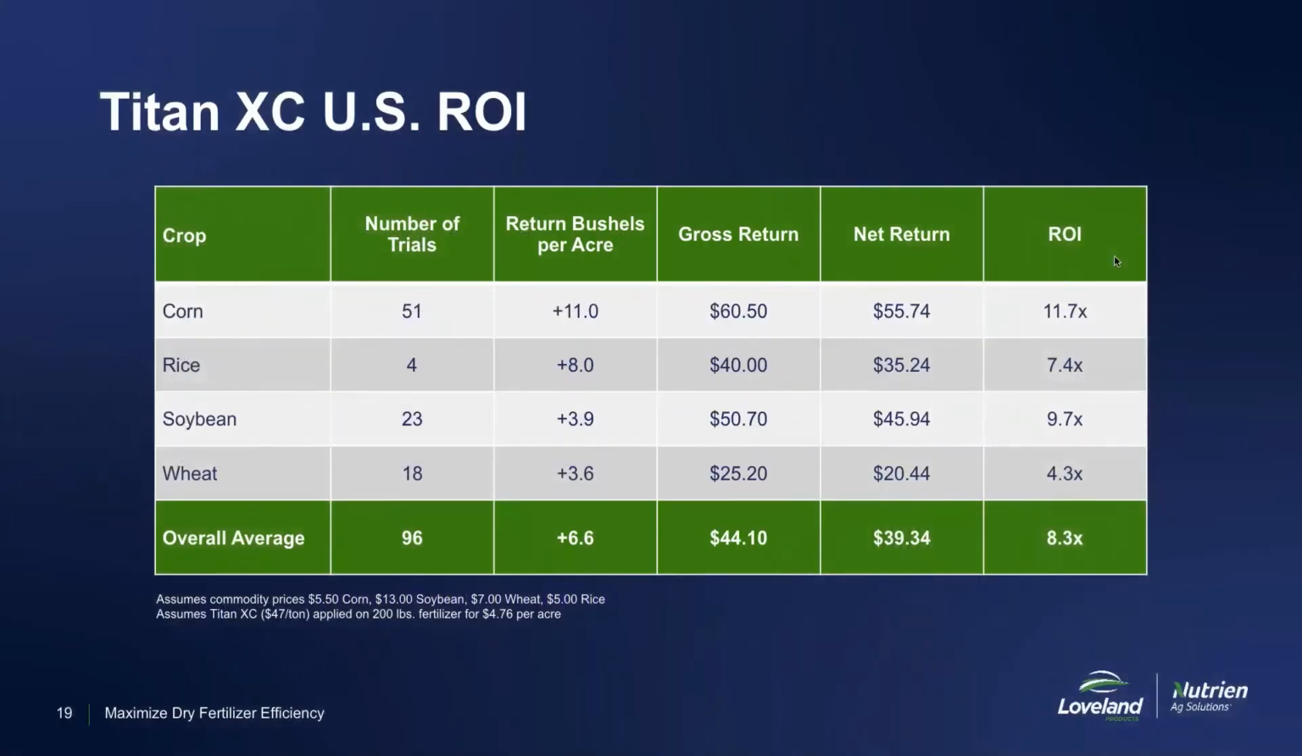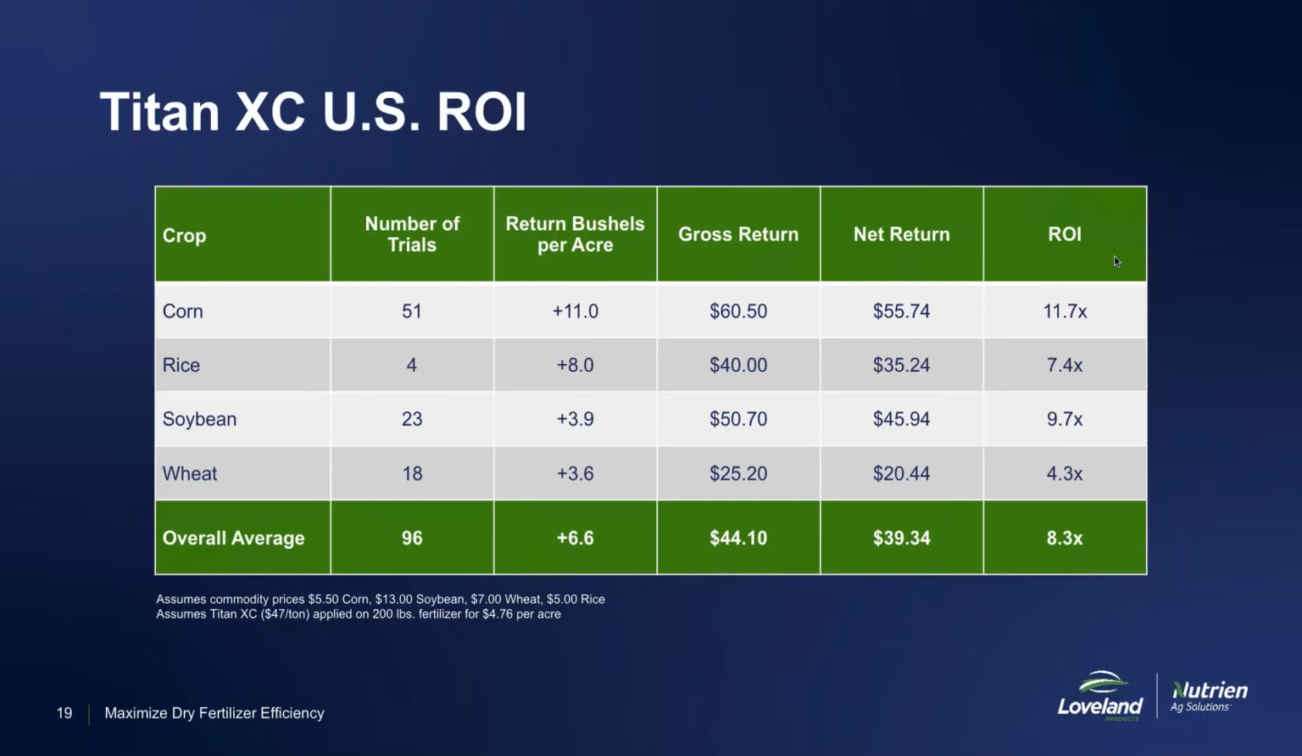So let's look at that a little bit differently and talk about, again, that return on investment. I've added a few more trials here with rice. I know we have some guys in the South asking about influences on their rice acres. So we added some rice trials there. 51 corn trials, again, 11 bushel average. For every dollar you spend on this technology, it's going to return $11.70 back. Rice, 8 bushel increase across 4 trials. Every dollar you spend returns almost $7.50.